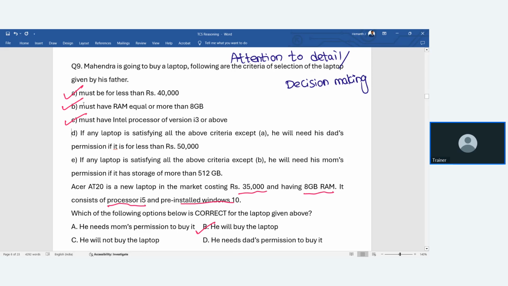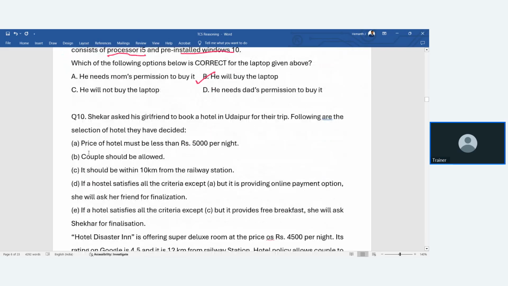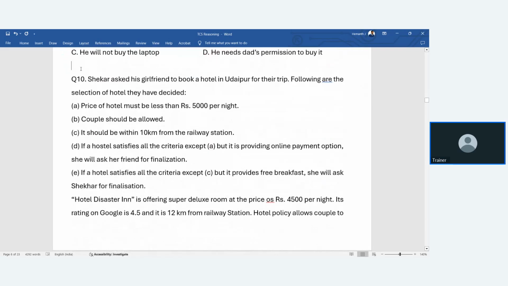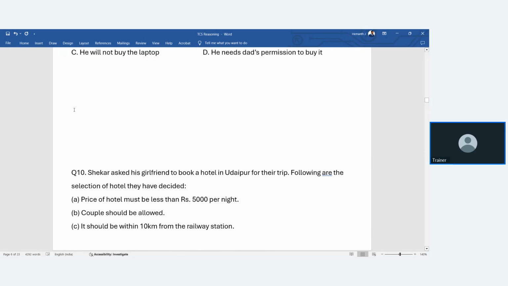I have to take the decision. Yes, with the given data, I can take the decision. I can buy the laptop. Right. So what about this 10th question? Again, pretty much similar to that. The 9th one is also decision making.